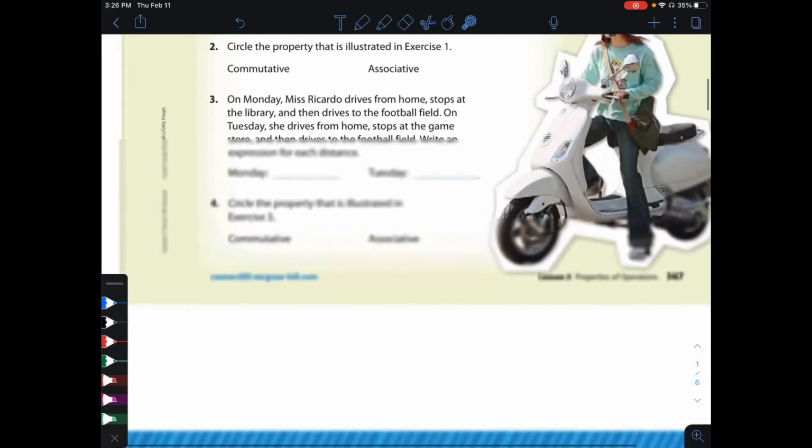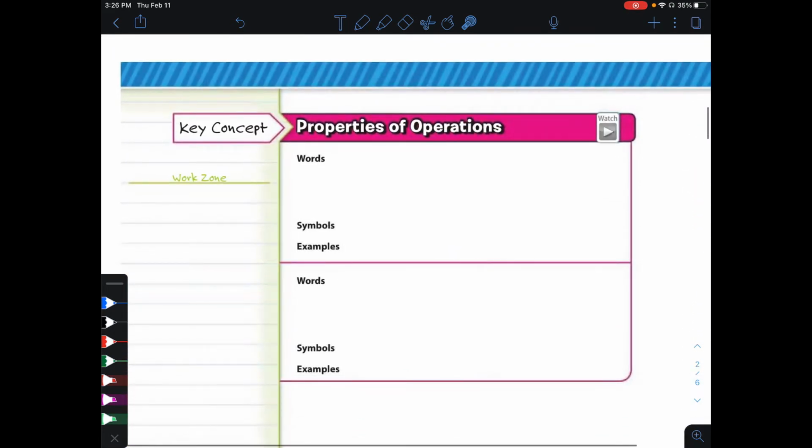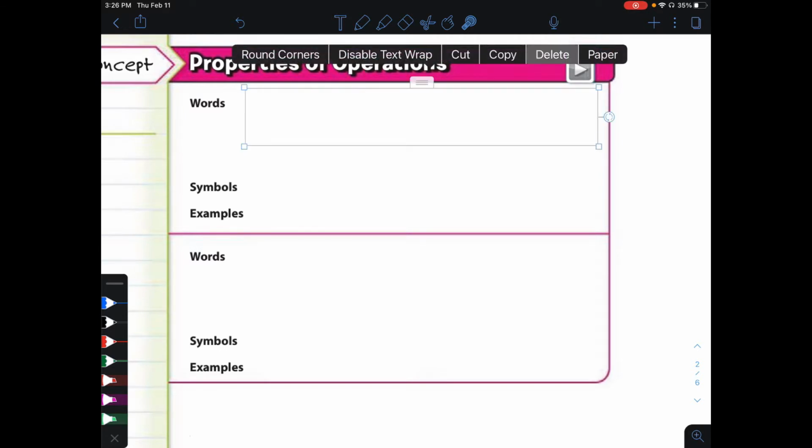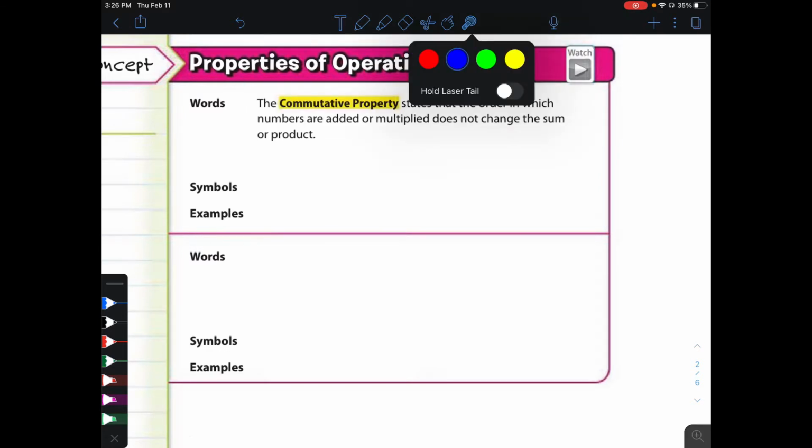So let's take a look at the properties of operations right away. The first thing that we are going to be learning is the commutative property. The commutative property states that the order in which the numbers are added or multiplied does not change the sum or the product. So basically, take a look at the word order. That means you're changing the order, but it will not change the sum or the product.